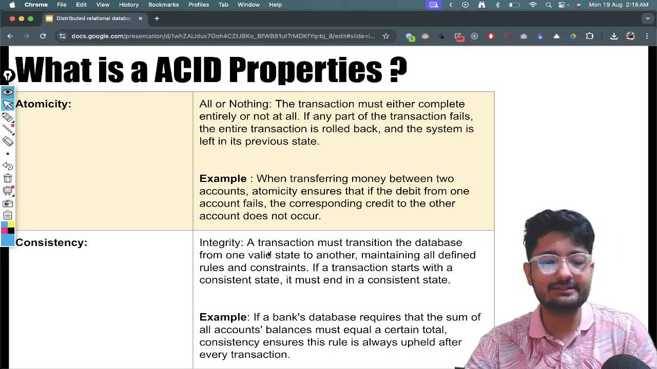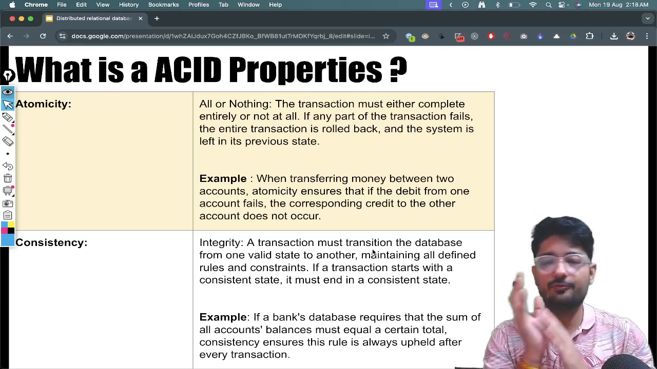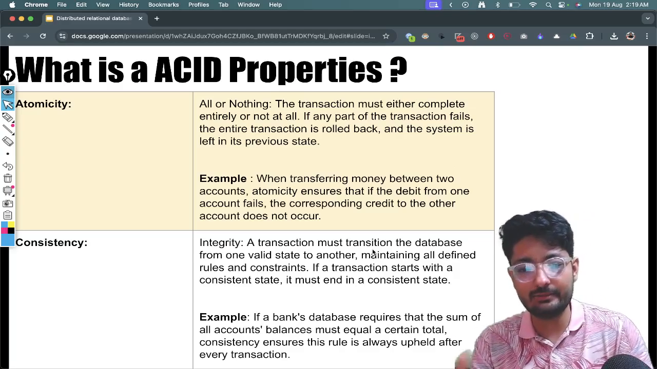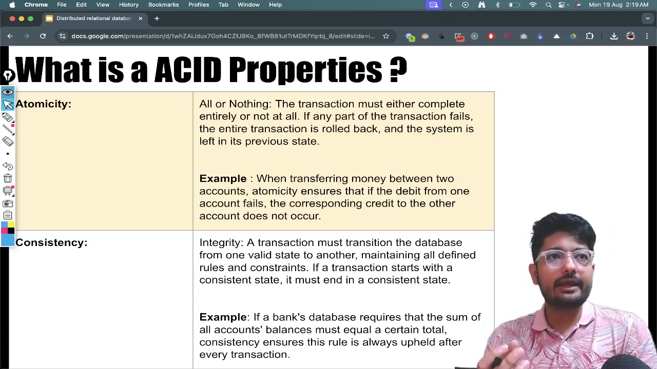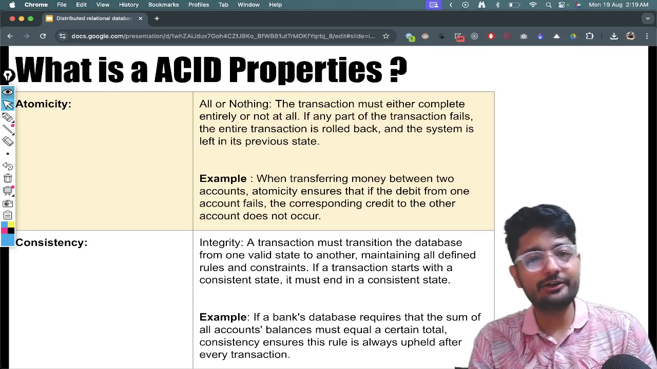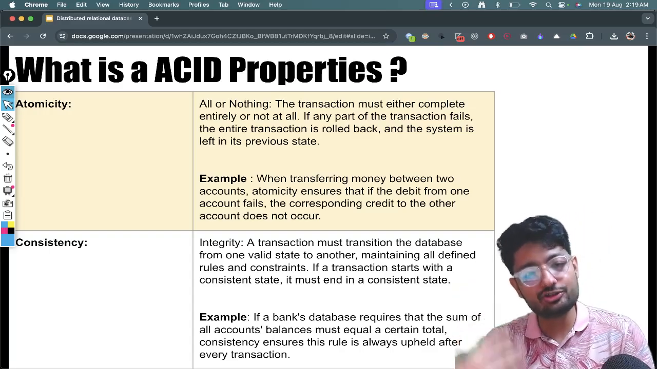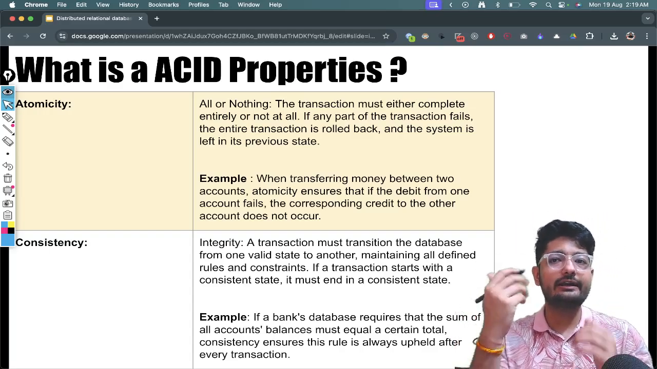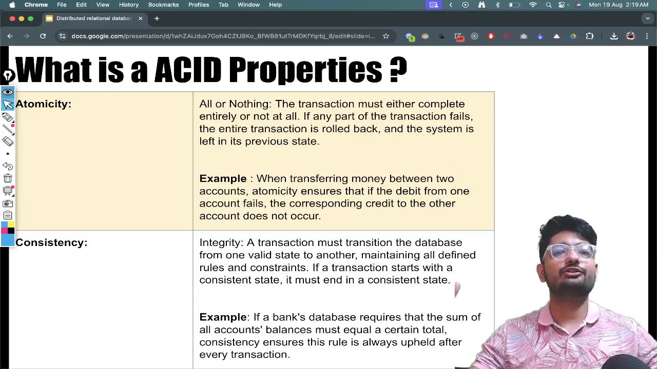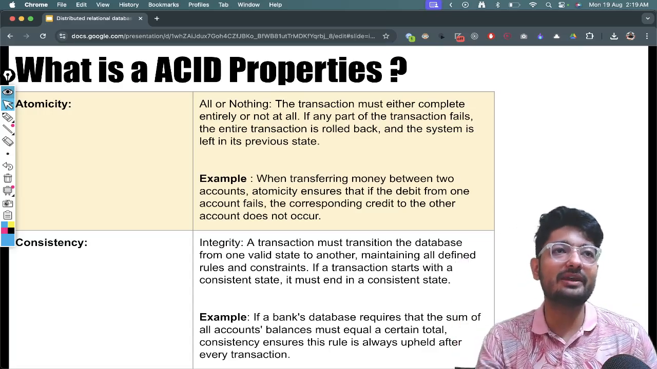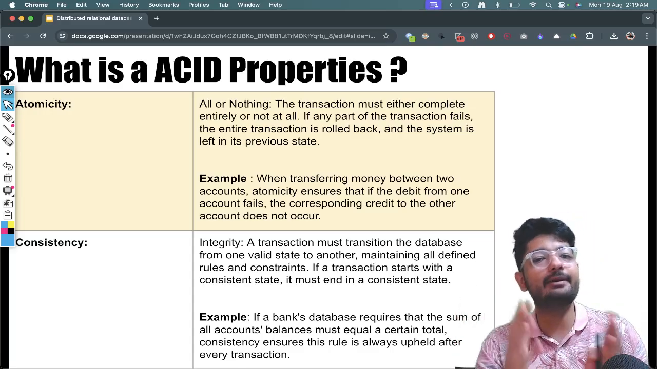Then consistency means the transaction must transition the database from one valid state to another valid state, maintaining all defined rules and constraints. If in the previous state I have 100 rupees and you have 0 rupees, and I transfer you 100 rupees, now I should have 0 rupees and you should have 100 rupees. So data should be consistent. It should not happen that out of thin air $100 is produced, or the $100 just vanishes. So there should be consistency among the data.